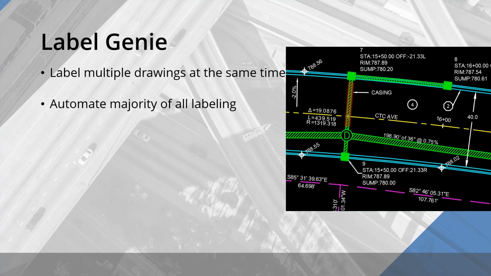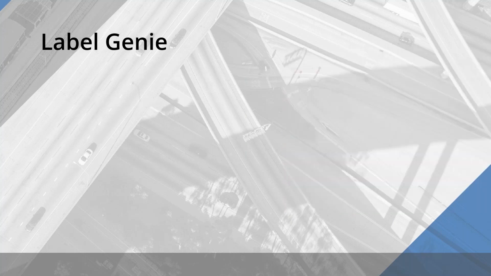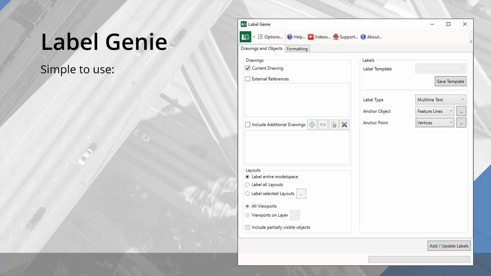Now, I'm not going to walk through everything today, all the different features. Some of them we're still building out, in fact, but it works with both AutoCAD and Civil 3D labels. It works with your standards. So you have certain text styles, you have certain line and curve label styles, all of that stuff. It works with that. And so just a little brief overview of how Label Genie works, and then I want to jump into Civil 3D and show you how it works firsthand.